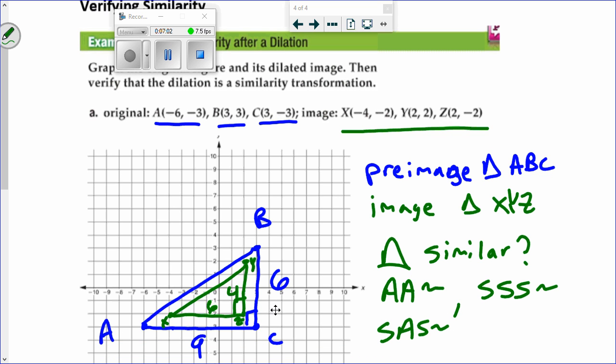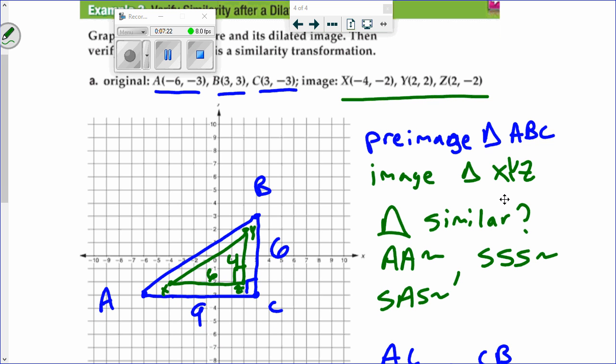So I've graphed ABC. A was out here at -6, -3, B at 3, 3, C at 3, -3. I graphed that in blue, and then in green I went ahead and graphed the image, triangle XYZ. X was at -4, -2, Y was at 2, 2, and Z was out here at 2, -2. So I graphed them. We can see that it's a dilation, and this would be a reduction, it appears, because the pre-image is, again, larger than the image, so this should be a reduction.